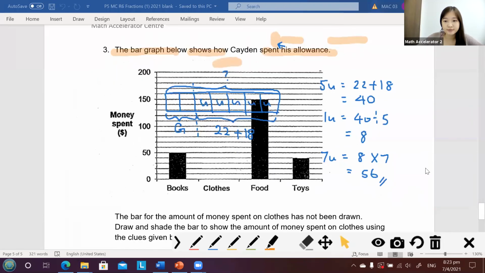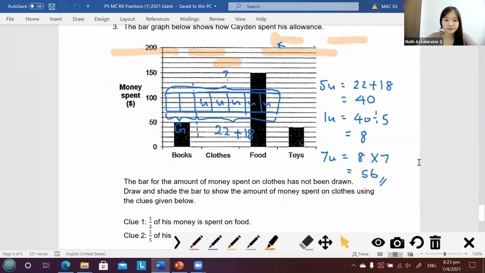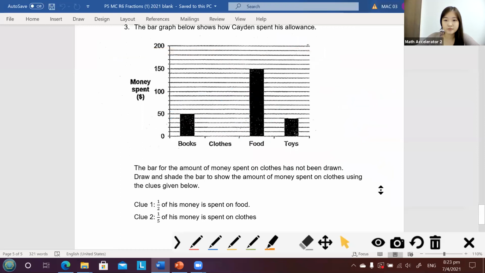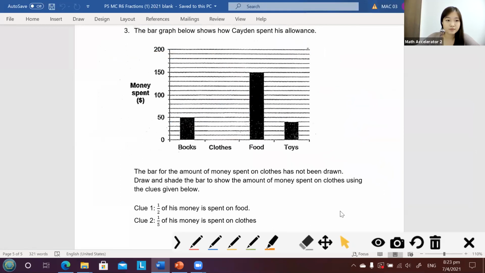Question 3. This bar graph shows how Cadence spends his allowance. Any Cadence in the audience? Don't have. Okay. So this Cadence, he spent his allowance.